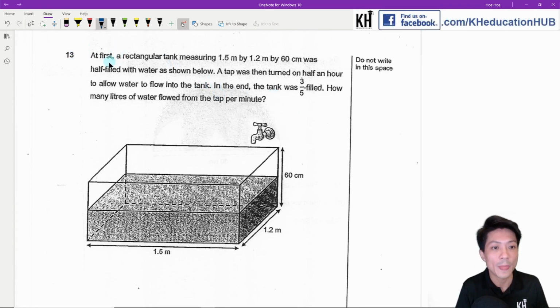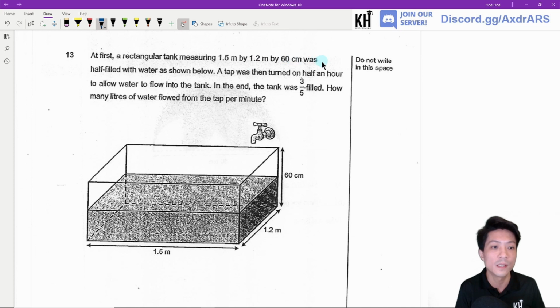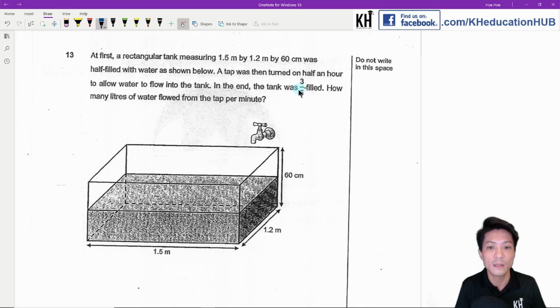Question 13. At first, a rectangular tank measuring 1.5 meter by 1.2 meter by 60 cm was half filled with water as shown below. A tap was then turned on for half an hour to allow water to flow into the tank. In the end, the tank was 3/5 filled. So how many liters of water flowed from the tap per minute?